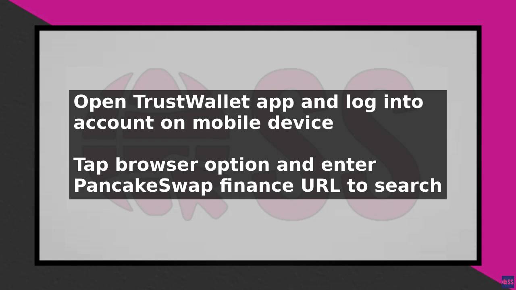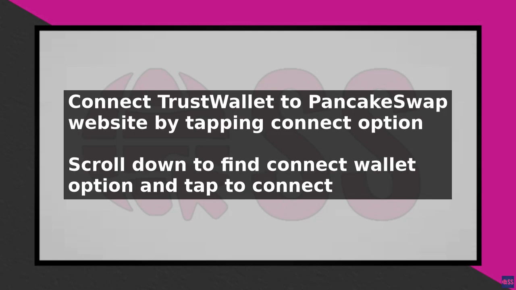You will be taken to the PancakeSwap website, where you'll need to connect your Trust Wallet if you haven't already. Scroll down to find the Connect Wallet option and tap on it to connect. After connecting your wallet, tap the Trade option at the bottom left corner of the screen. This will allow you to swap coins.